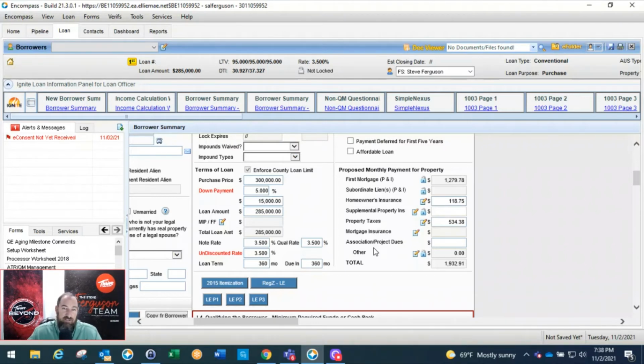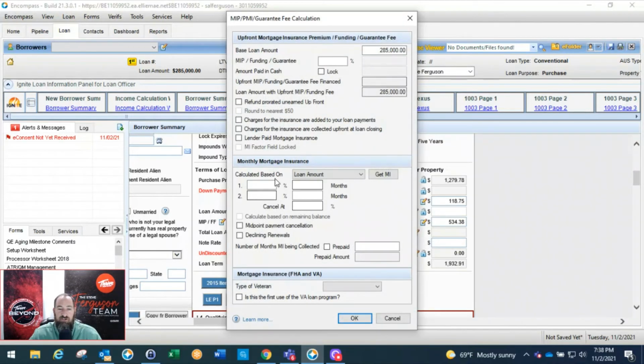VA has a very similar one. It's just a VA funding fee, and that gets rolled into the mortgage. There's also one on FHA. FHA has upfront mortgage insurance premiums plus monthly mortgage insurance premiums. So it gets a little more complicated. But on conventional, it's just built into the monthly. So let's just assume you have good credit, not an issue, because mortgage insurance on conventional loans is score-based. The higher your credit score, the lower the cost of mortgage insurance.